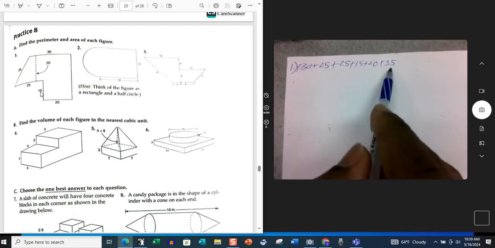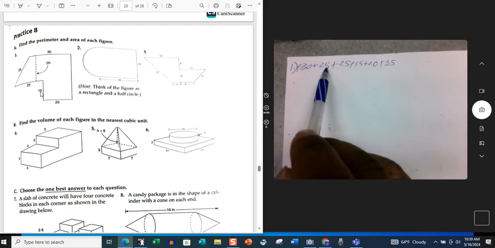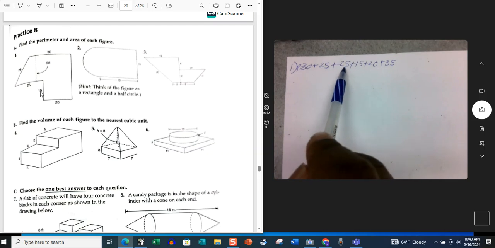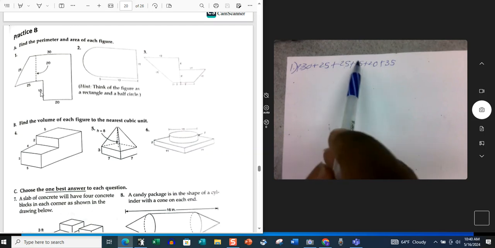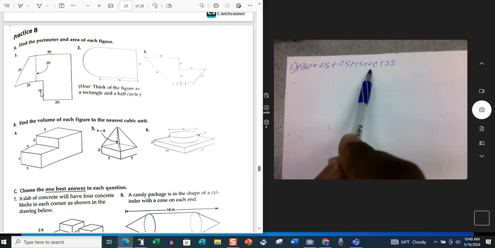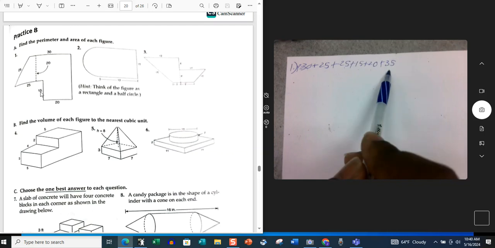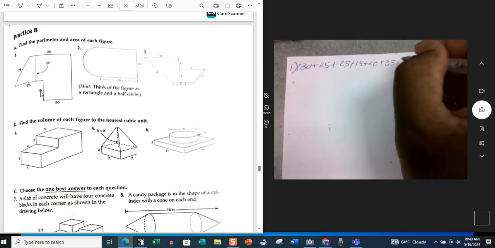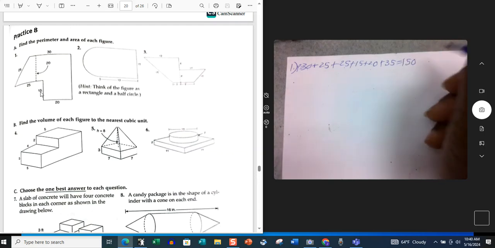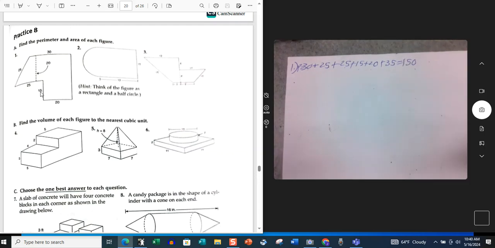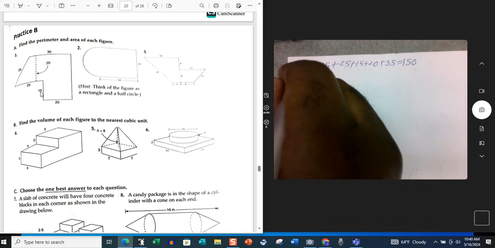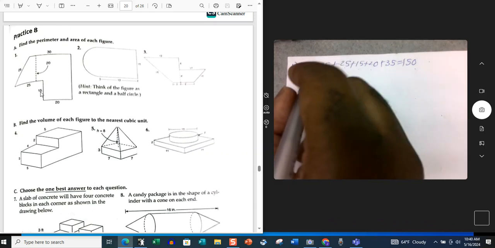So now we add all of these together. 30 and 25 is 55. 55 plus 25 is 80. Plus 15 is 95. Plus 20 is 115. Plus 35 is 150. So this is 150. That's the perimeter. Now we have to do the area of two separate figures.